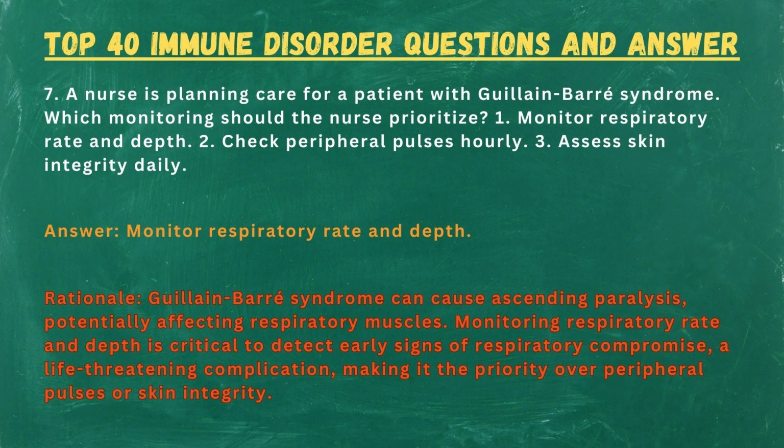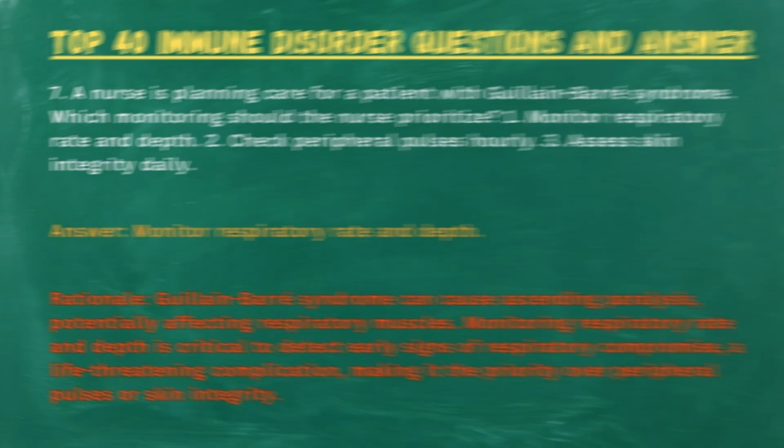Rationale. Guillain-Barré syndrome can cause ascending paralysis, potentially affecting respiratory muscles. Monitoring respiratory rate and depth is critical to detect early signs of respiratory compromise, a life-threatening complication, making it the priority over peripheral pulses or skin integrity.